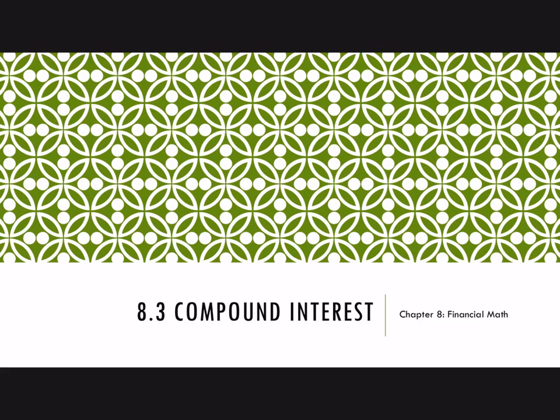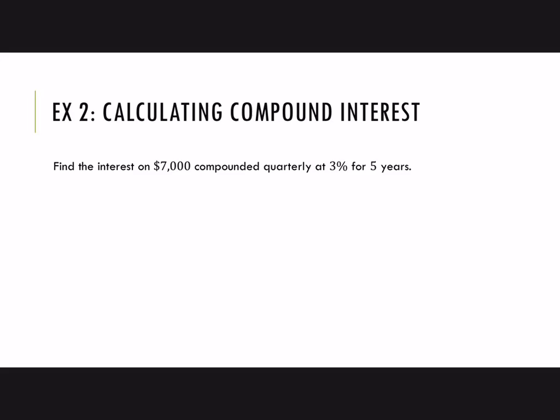In this video, we will look at some examples of compound interest, and we will calculate both that and future value of an account. So first, let's find the interest on $7,000 compounded quarterly at 3% for 5 years.